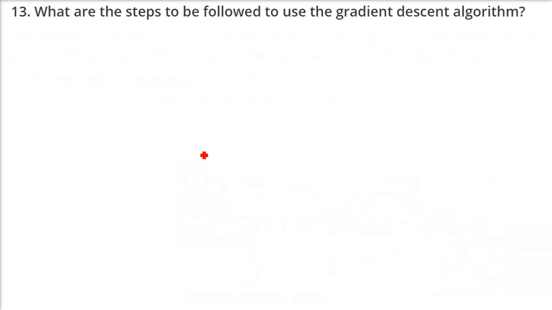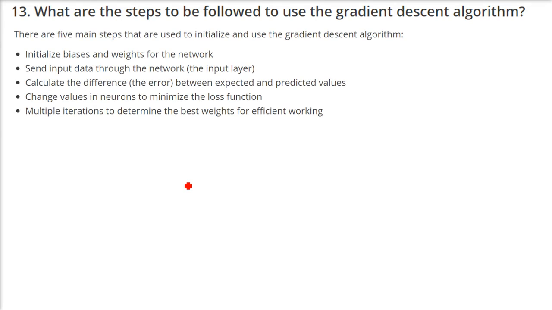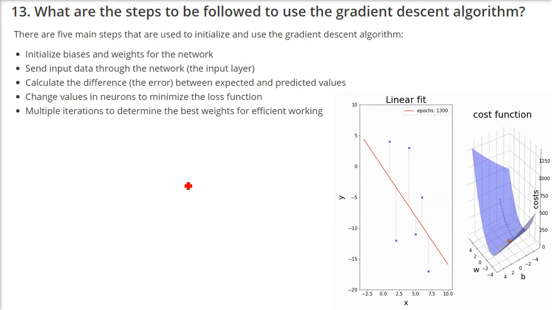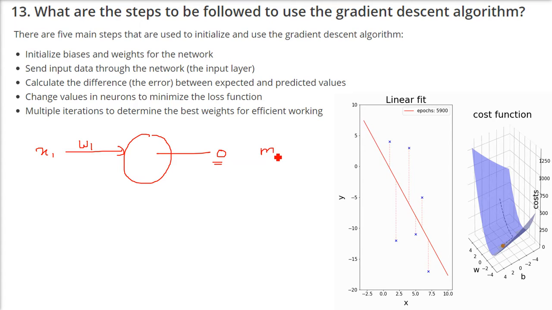What are the steps to be followed to use the gradient descent algorithm? First, the gradient descent algorithm is for optimization. Let me tell you again, we have discussed it, but we have to discuss it again. We have x1 to xn, different inputs. Let us assume x1 has a weight. The output will come, you find the mean square error, you see the difference, and then you make a loss function.